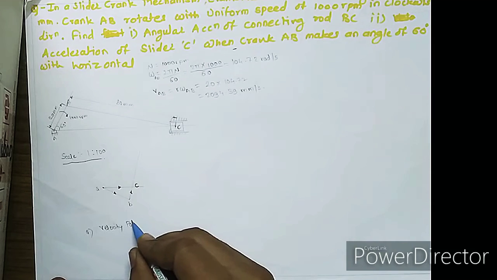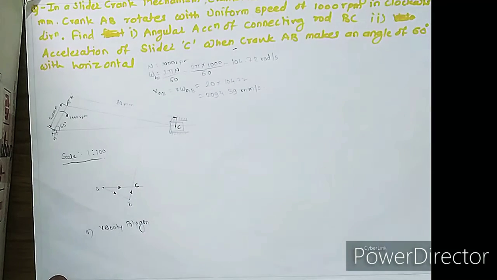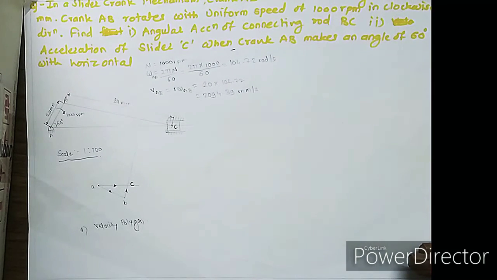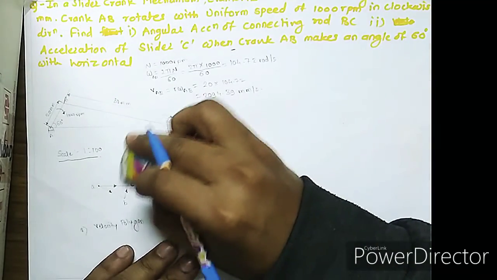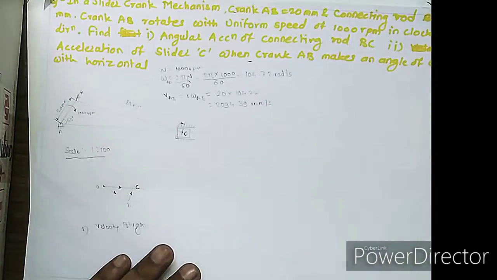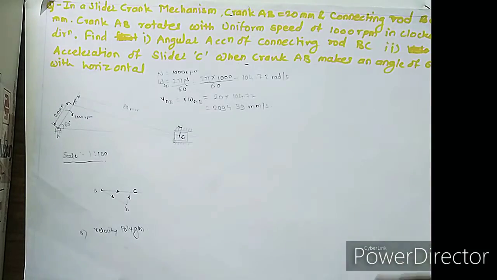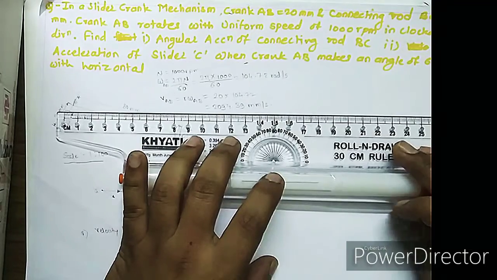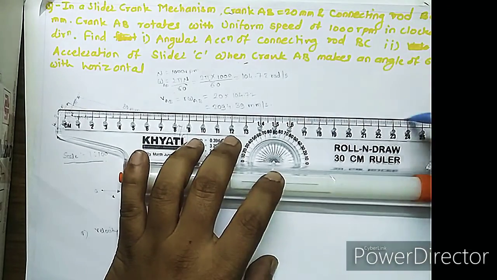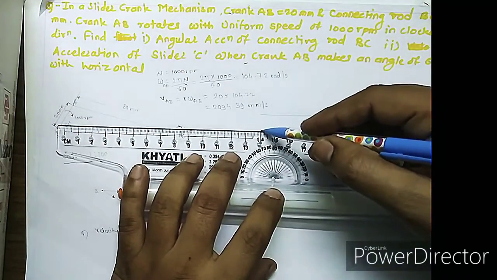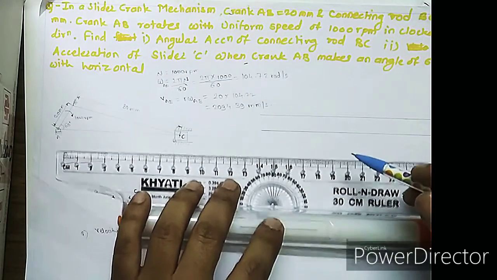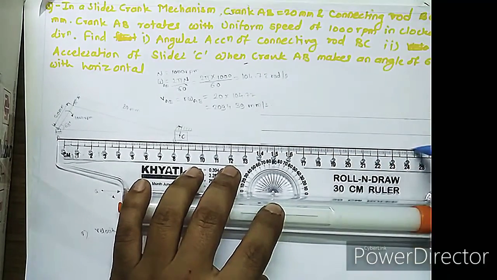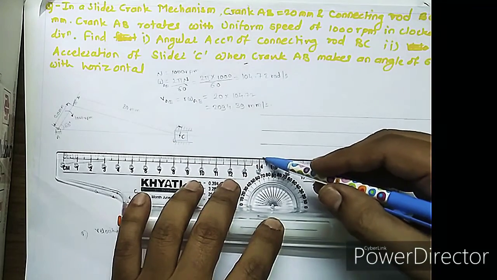From that we can draw the acceleration diagram. For the acceleration diagram, we have to draw one table which has 4 columns.